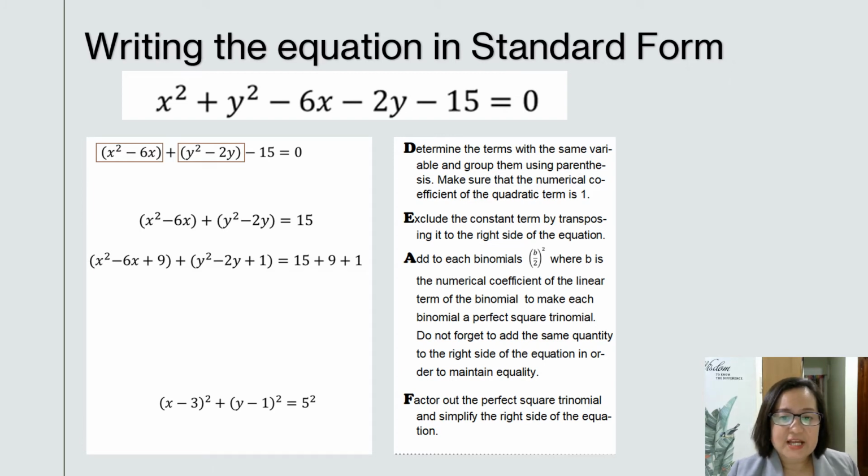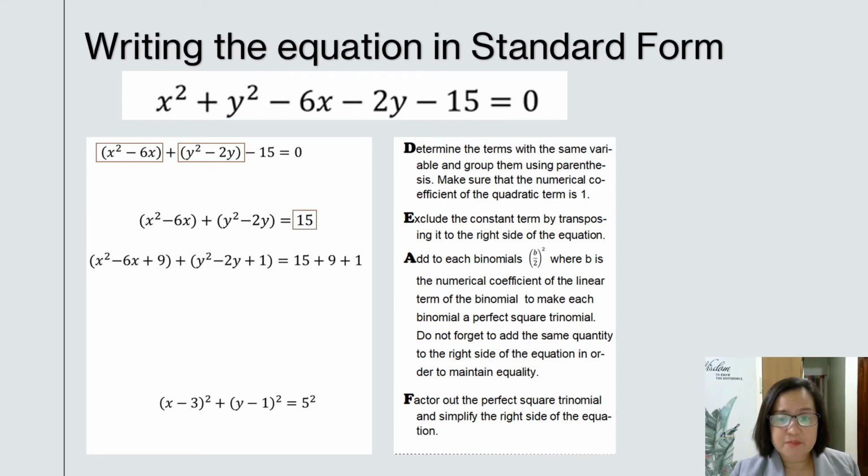The second step is to exclude the constant term by transposing it to the right side of the equation. In this case, we apply addition property of equality. Hence, we will have the quantity of x squared minus 6x plus the quantity of y squared minus 2y equals positive 15.